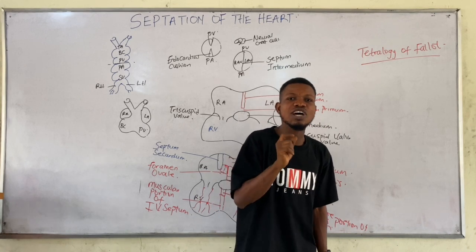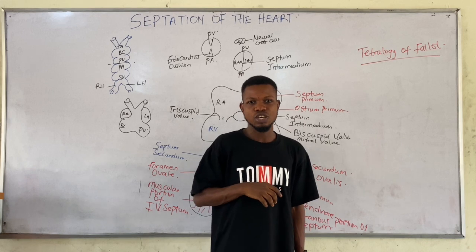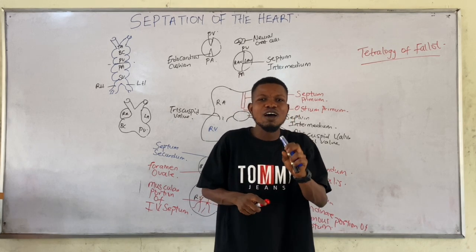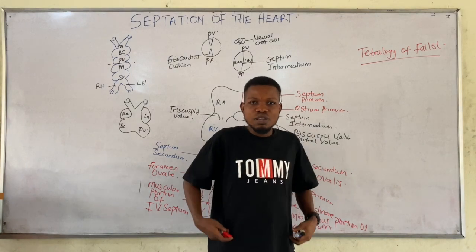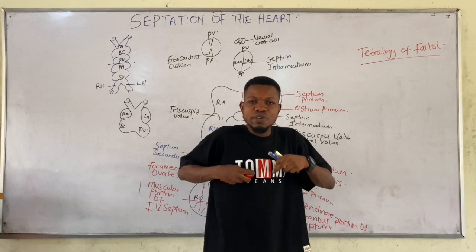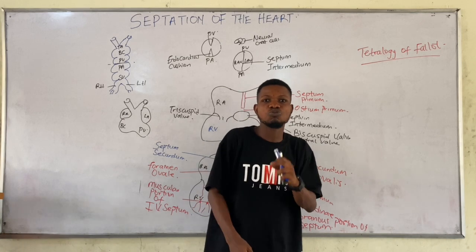And you see this tetralogy of Fallot, it causes what we call cyanotic disease. Do you get? When there is hypoxemia, whereby there is low level of oxygen in the blood. What happens when there is low level of oxygen in the blood? Those poorly oxygenated blood begin to move to other parts of the body. You can have a bluish skin, and that's what we call cyanosis.